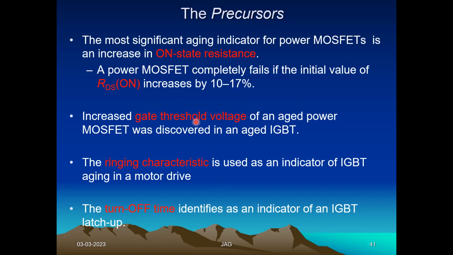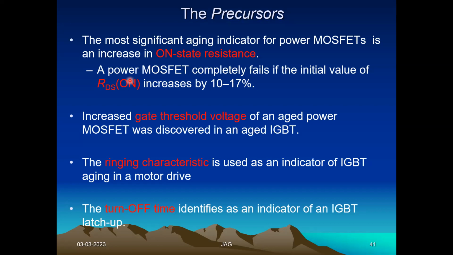So what we used to do is apply 12 volts to doubly make sure that it will turn on. It is observed that when the life is almost completed and the device is about to fail, this threshold voltage is increased. Earlier, it was turning on at 5 volts. Now, only at 5.5 volts is it turning on. So there is an increase in the gate threshold voltage. So this is one of the precursors.